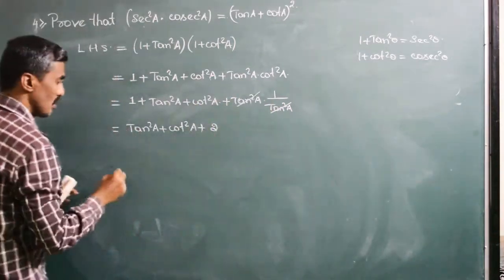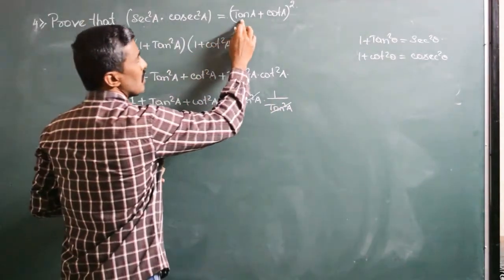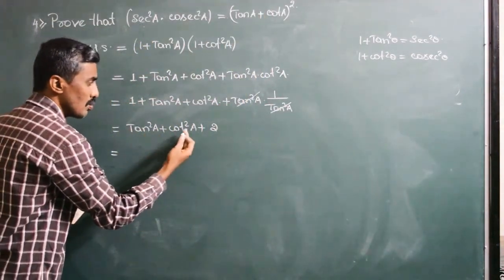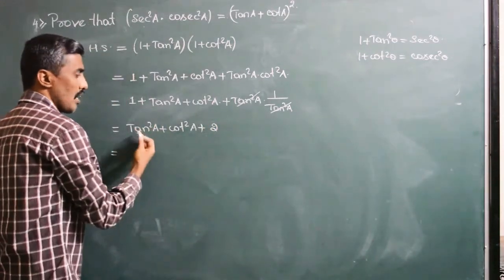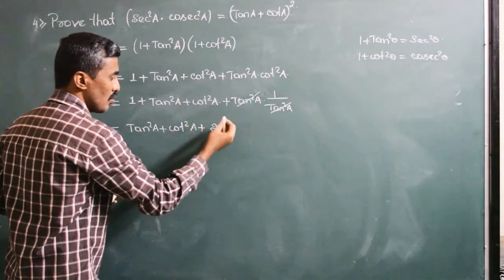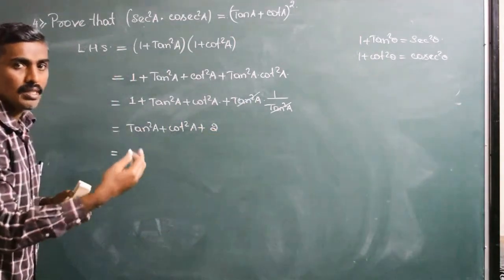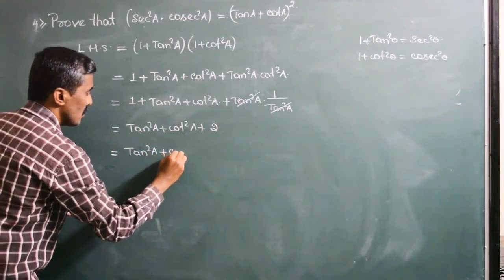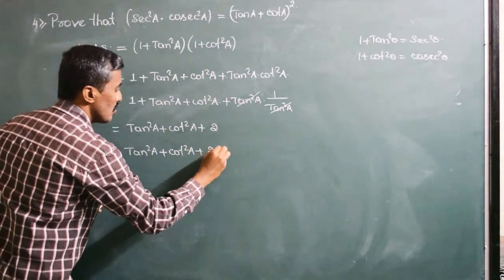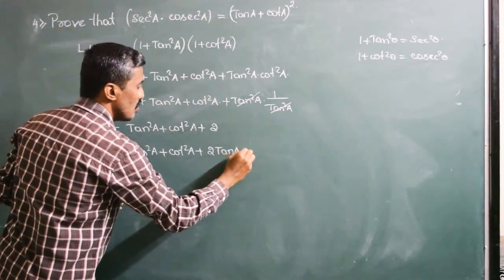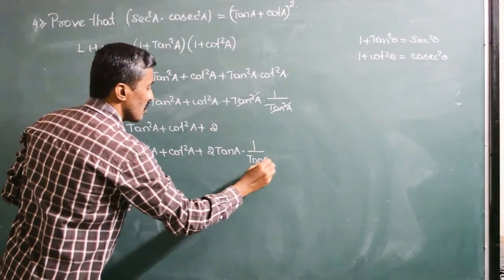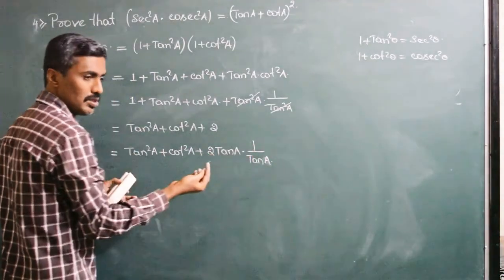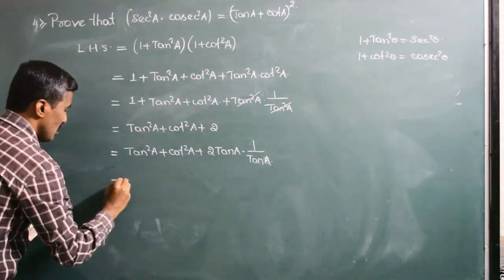But we require tan A plus cot A whole square, that is A plus B whole square, A square plus B square plus 2AB. What is A? Tan. What is B? Cot. So we have to write 2 as 2 into tan A into cot A. So tan square A plus cot square A plus 2 tan A into 1 by tan A. Tan A gets cancelled there. What is the remainder? 2 into 1 is 2. So same. Correct. Next step.